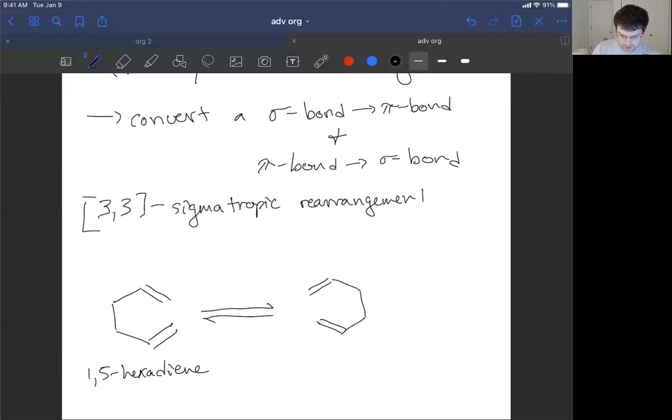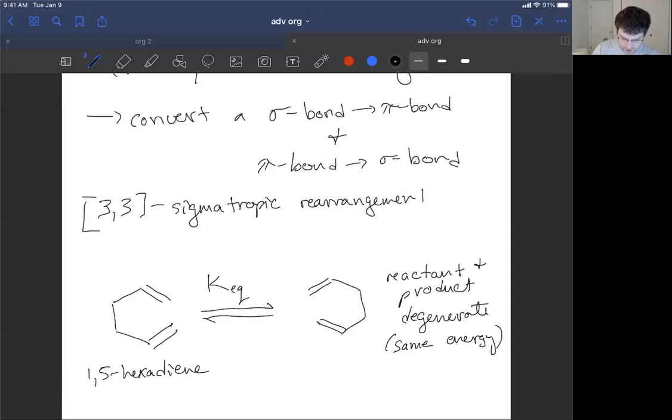Now, it's important to note that the reactant and the product here are degenerate, or for all practical purposes, the same. What degenerate means is of the same energy. And so the big K_eq is equal to 1 here: the concentration of products over reactants is equal to 1. We don't have a thermodynamic driving force here, but at least we can see a 3,3 sigmatropic rearrangement occurring.